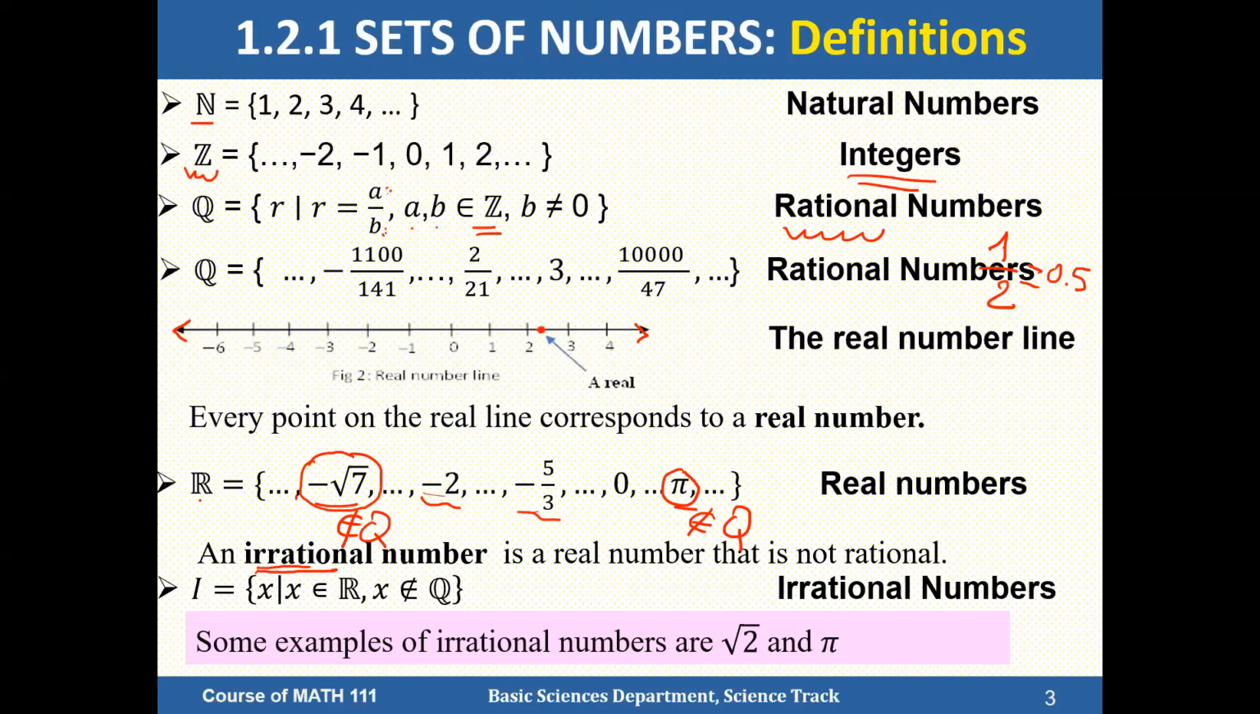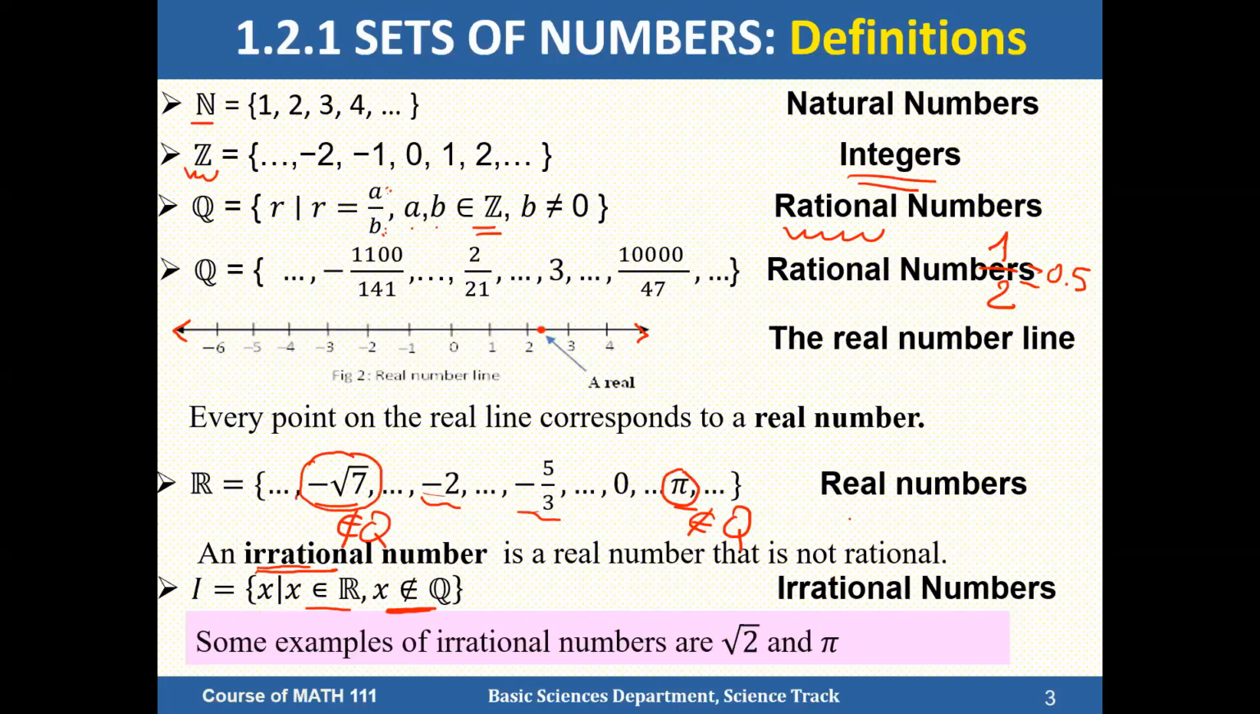So the set of real numbers is formed by rational numbers and irrational numbers. The irrational numbers are the elements which are real and which don't belong to Q, the set of rational numbers. Examples of irrational numbers are minus square root of 7, square root of 2, pi, and so on.